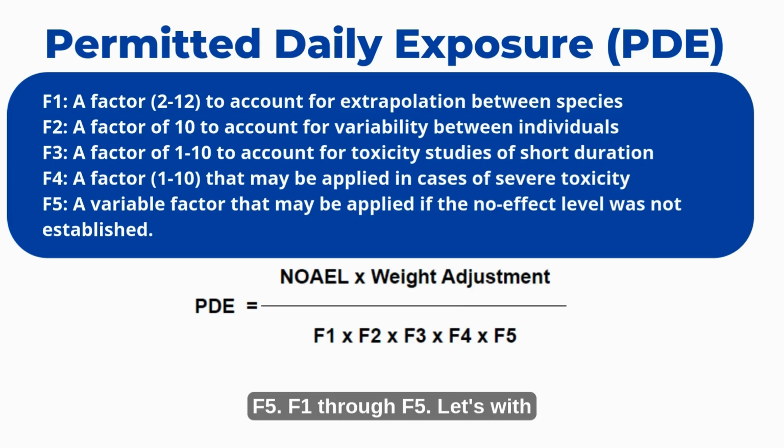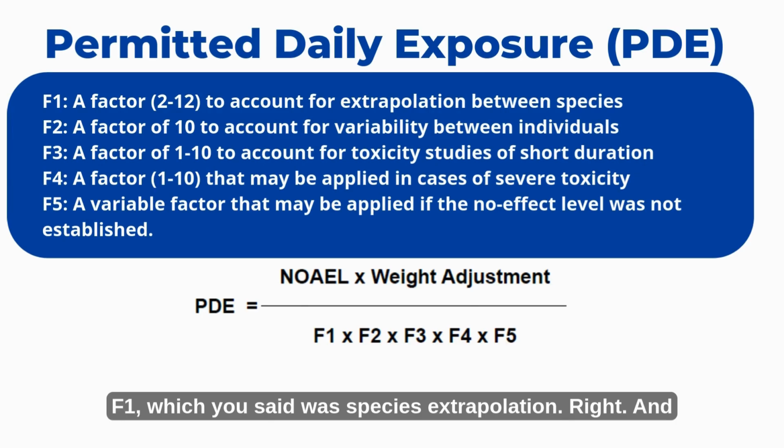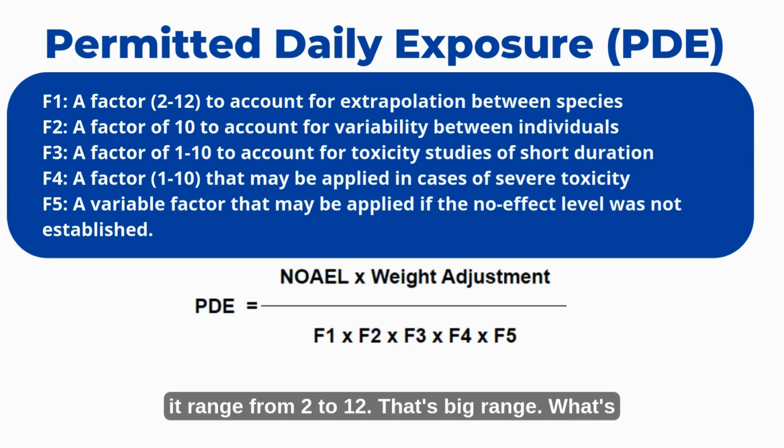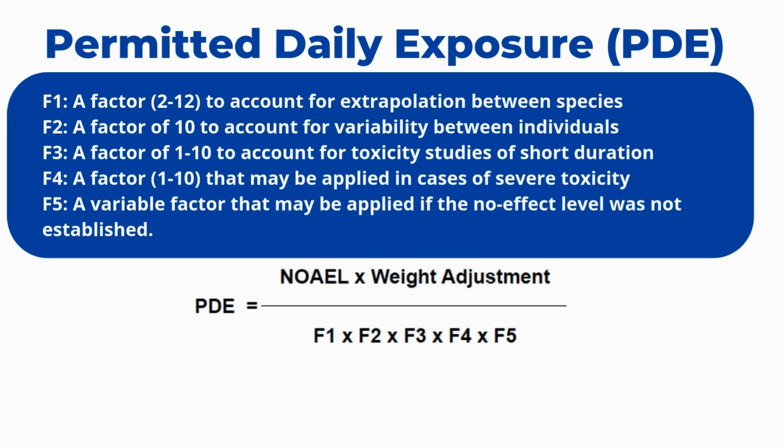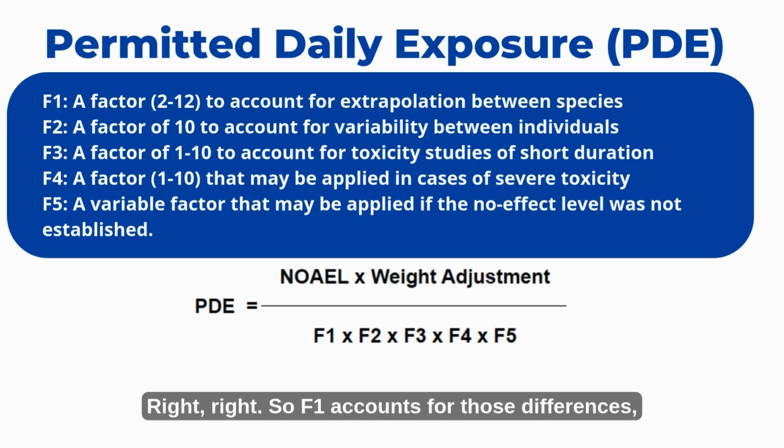F1 through F5. Let's start with F1, which you said was species extrapolation. Right. And it can range from 2 to 12. That's a big range. What's the logic behind that range? So F1 is where things get really interesting. We often use animal data to predict how humans will respond. Which makes sense. We can't be testing super high doses on people. Of course. But animals and humans are different. They have different biologies, different metabolisms. So F1 accounts for those differences, how different species absorb, break down, and eliminate substances.